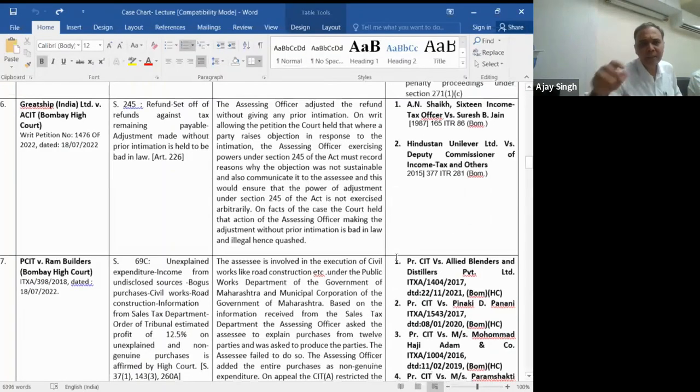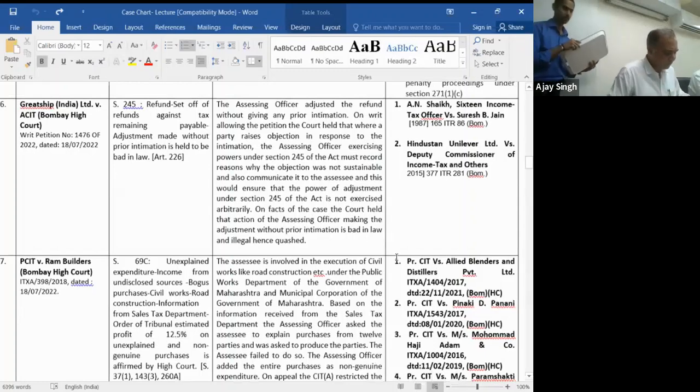The next decision is of Bombay High Court. So what was the question of law in this RAM meters? Yes. Sorry? No, we are in fifth only. I am on the sixth.